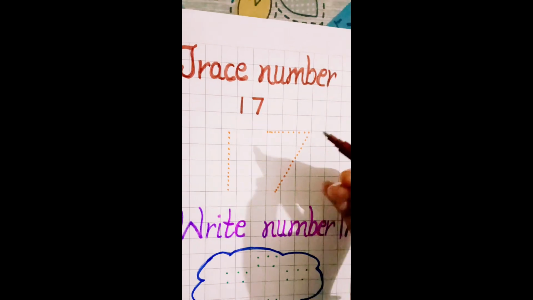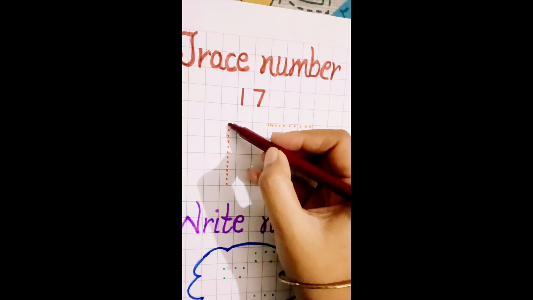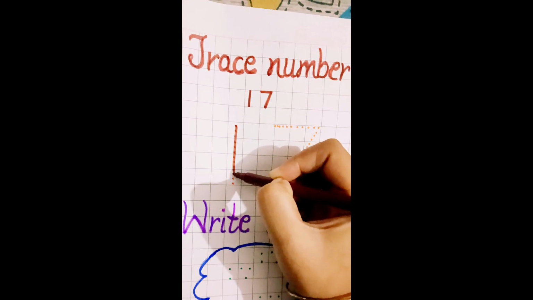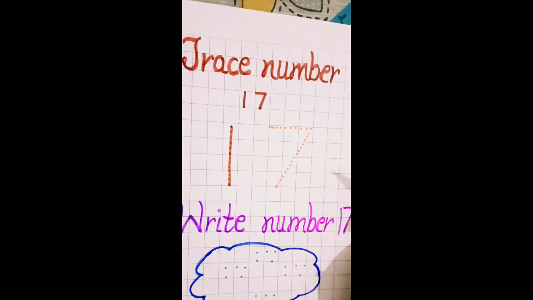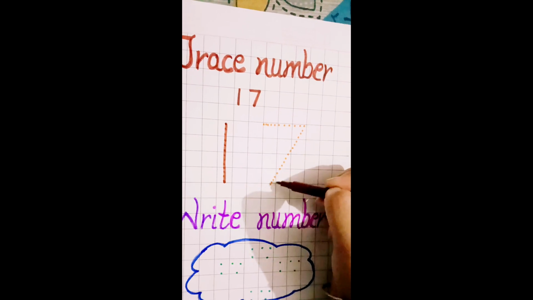Let's start. Join the dots and make number 1. Join the dots. Join the dots. Number 1. Now join the dots and make number 7.